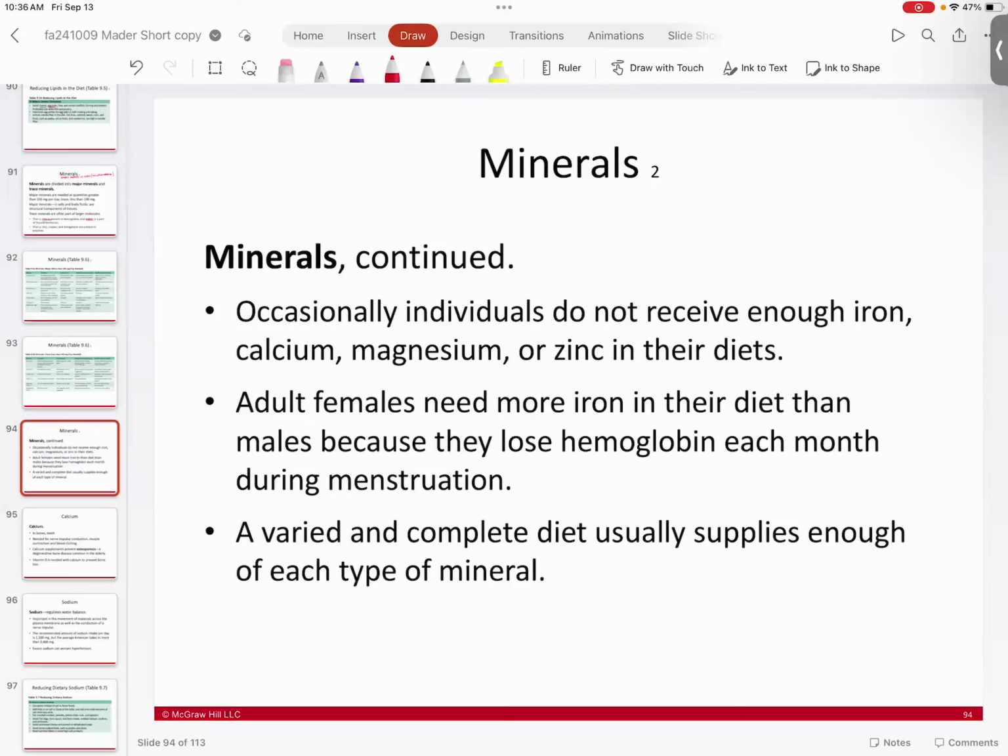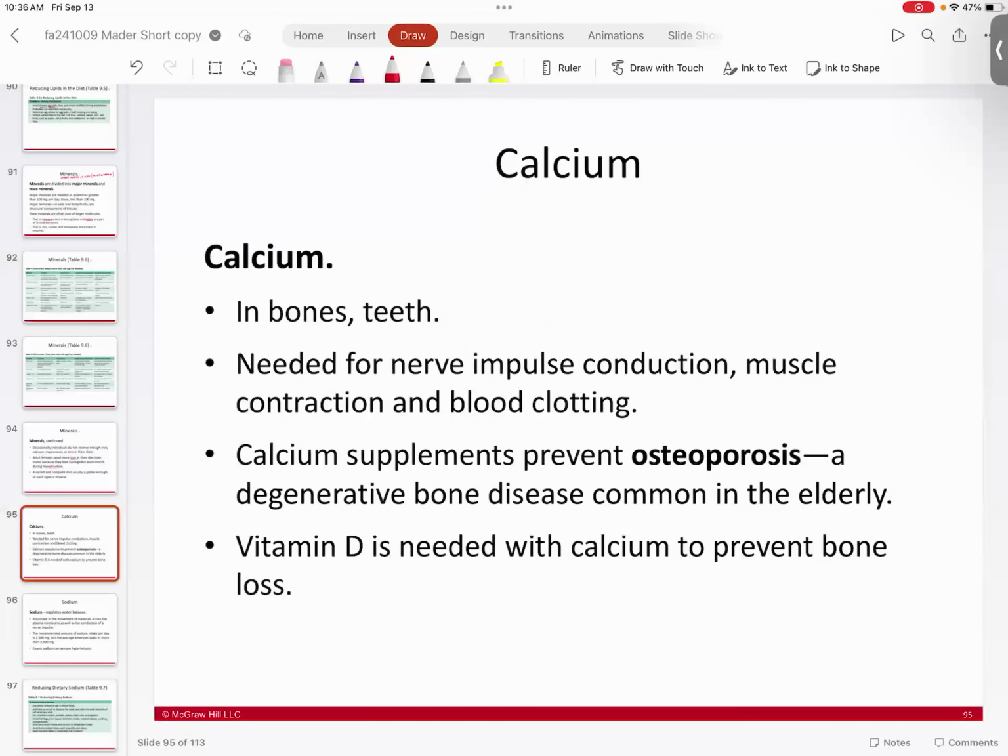So what if we don't have enough? Sometimes we'll run low on iron, calcium, magnesium, zinc, and other things. That's the reason why you want to supplement your minerals with a good general supplement. Females oftentimes will need more iron than males because they're losing hemoglobin, which is what the iron is for, during menstruation. And so they oftentimes will be iron deficient. This will kind of complete your diet.